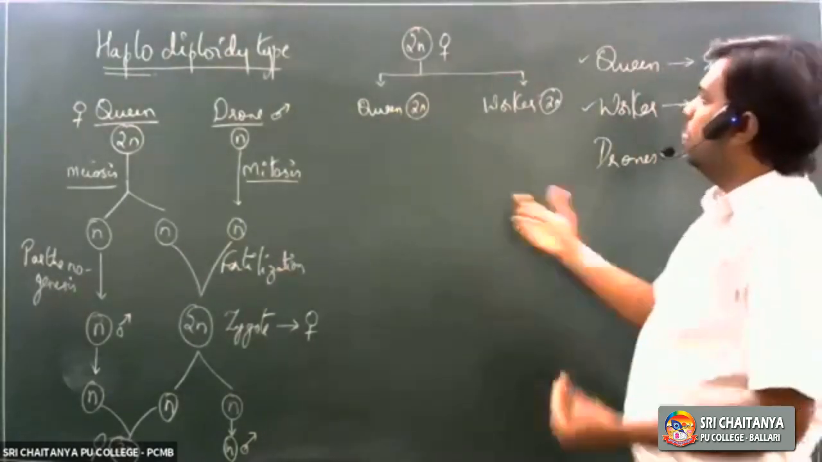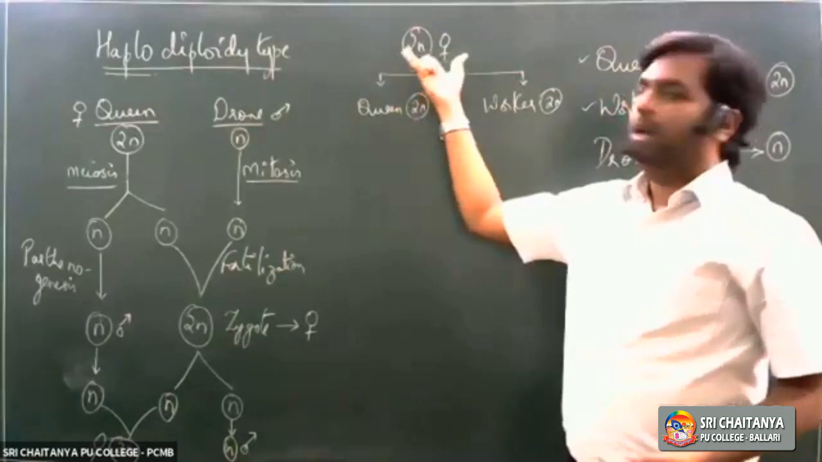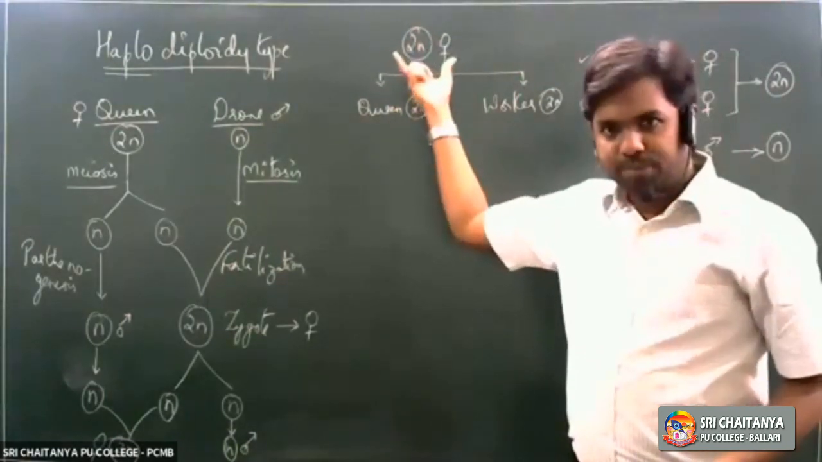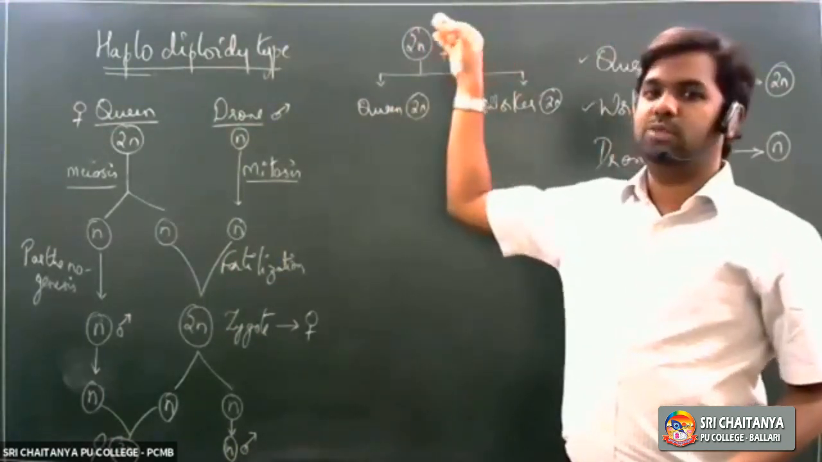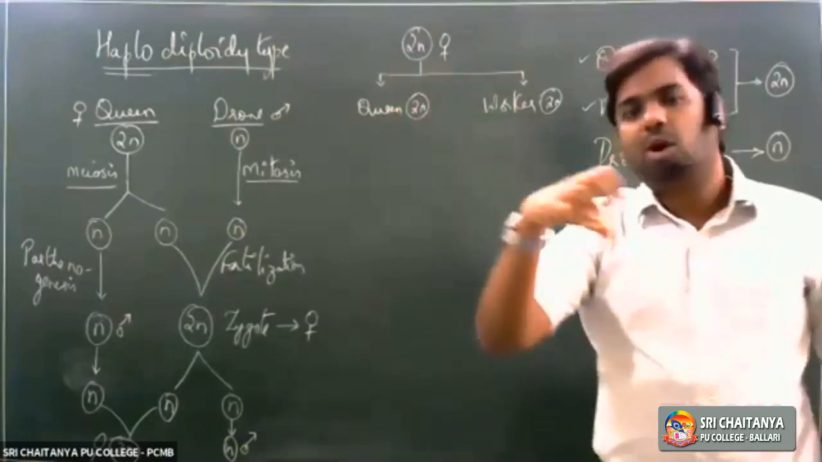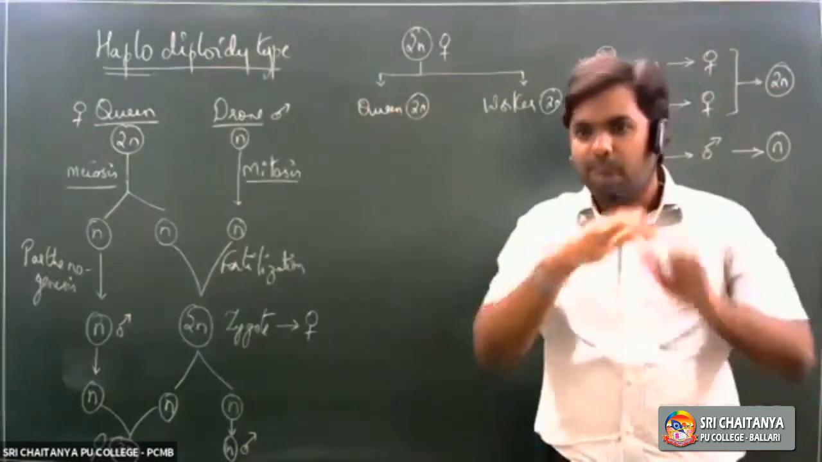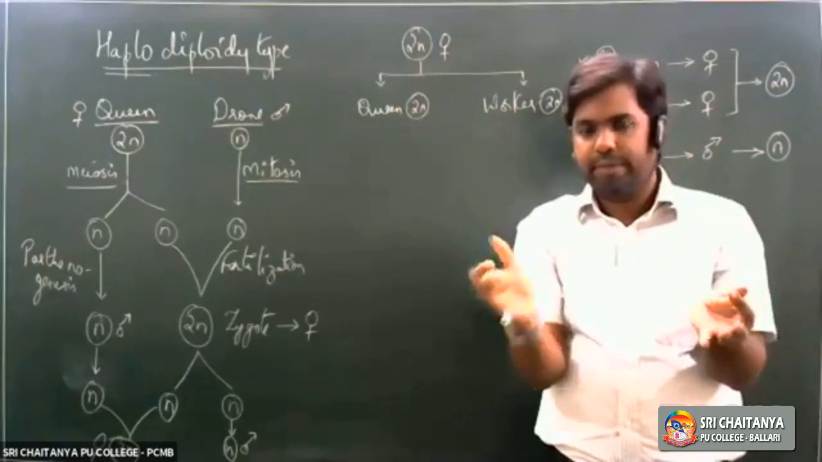Now, among all the female organisms that are formed, one female organism would be selected among all the female progeny. Right, try to understand this.